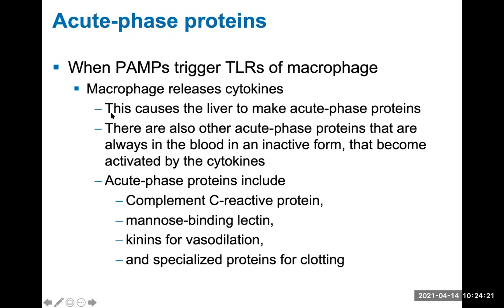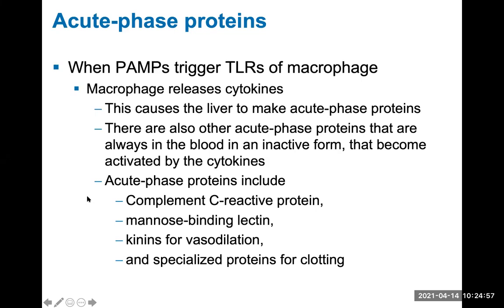two things to happen. The cytokines are going to activate acute phase proteins that are already in circulation in the blood. It's also going to tell the liver to make more acute phase proteins. You were probably asking yourself, well, what the heck is an acute phase protein? Good question. Some examples of acute phase proteins are the complement system's C-reactive protein, which we'll learn more about in a few minutes.